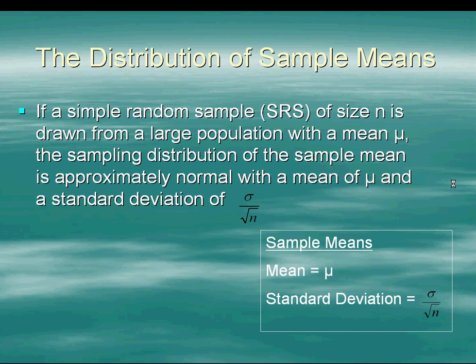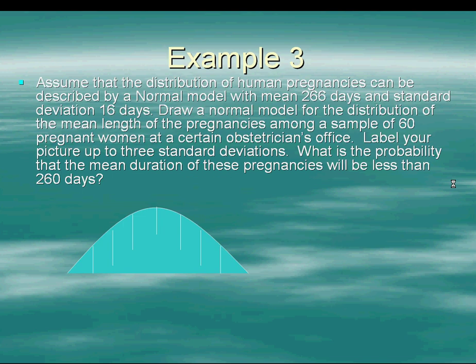Okay, here's our example. Assume that the distribution of human pregnancies can be described by a normal model with a mean of 266 days and a standard deviation of 16 days. We're going to draw the normal model for this distribution of mean length of the pregnancies among the sample of 60 pregnant women at a certain obstetrician's office. We're going to label the picture up to 3 standard deviations and then find the probability that the mean duration of pregnancies will be less than 260 days.